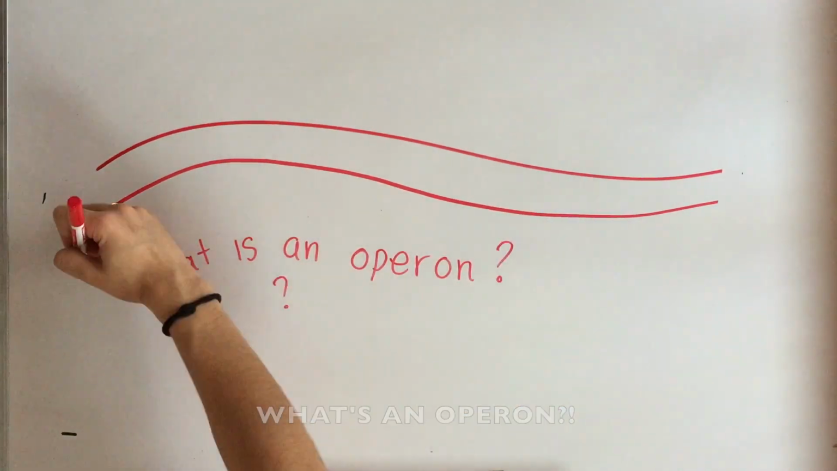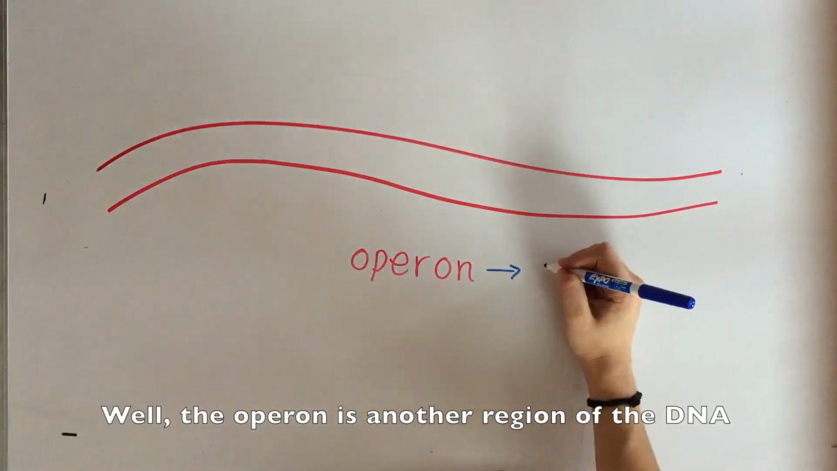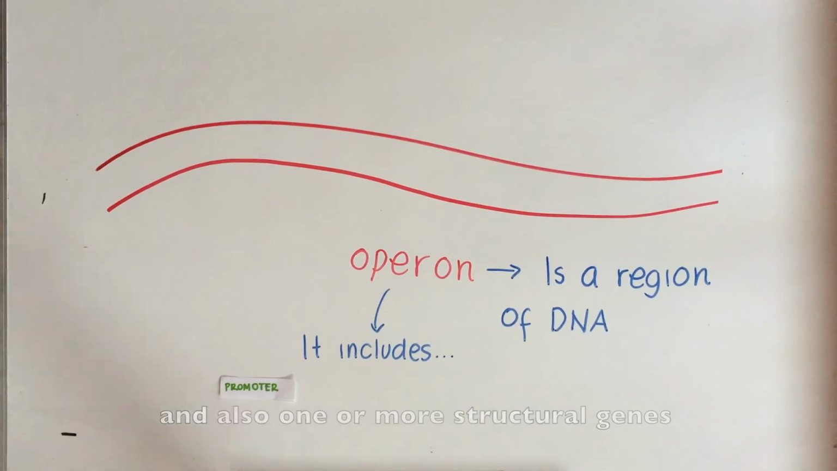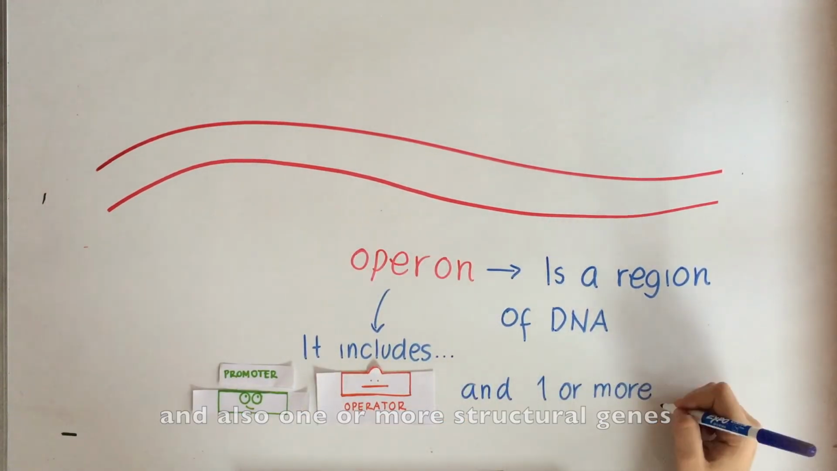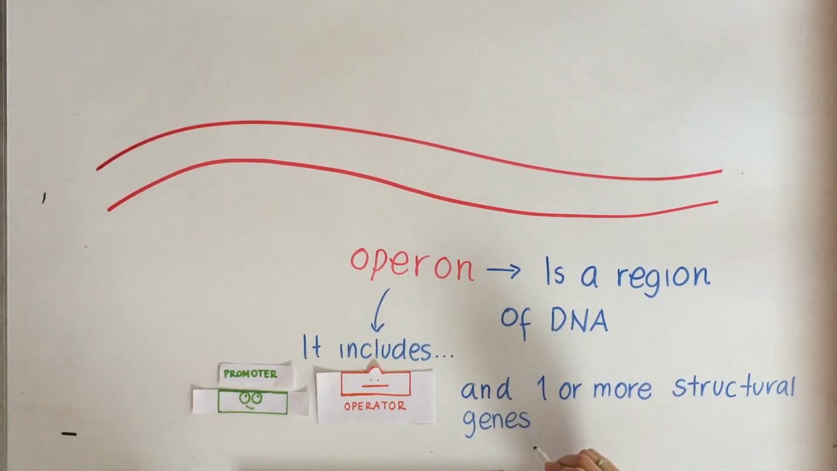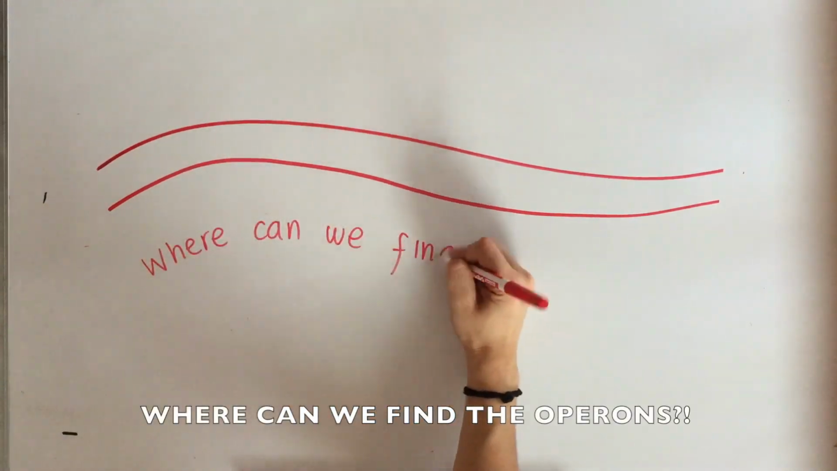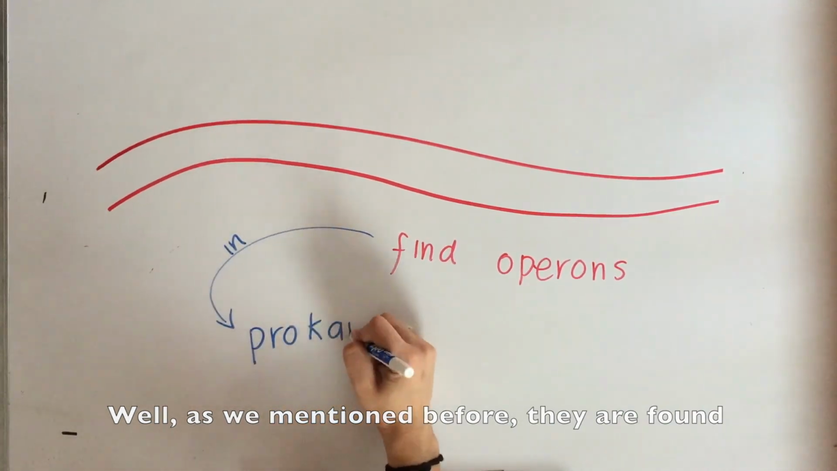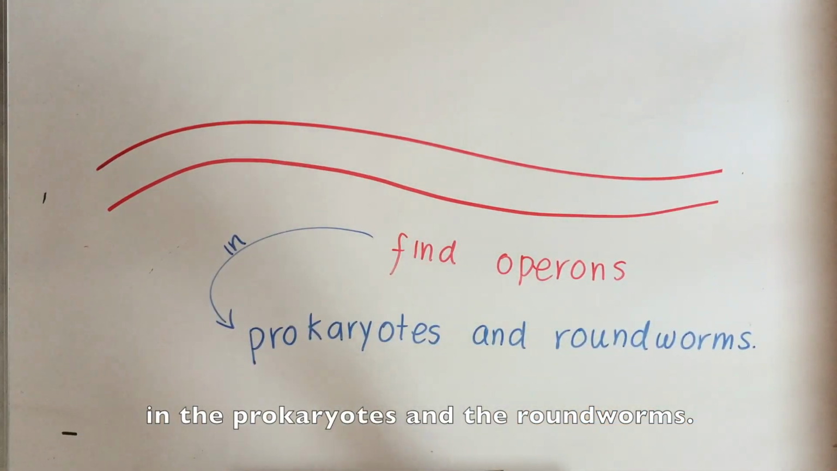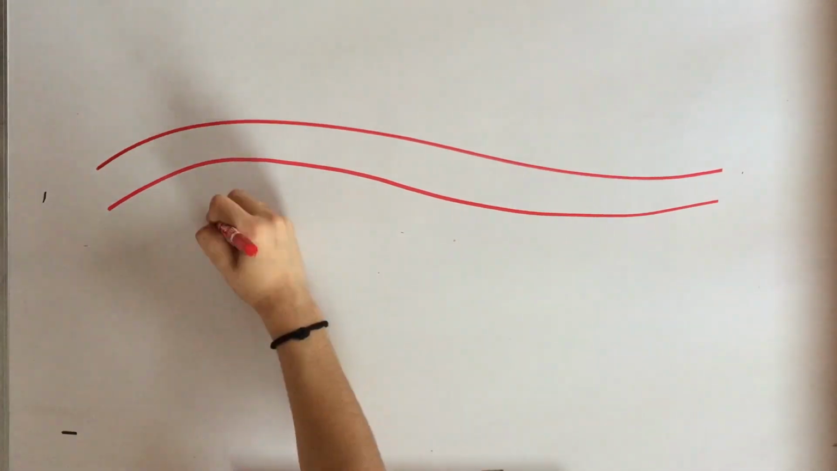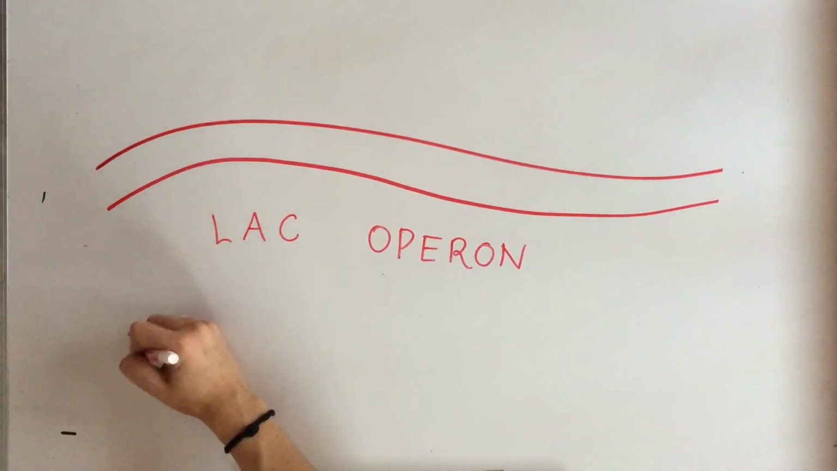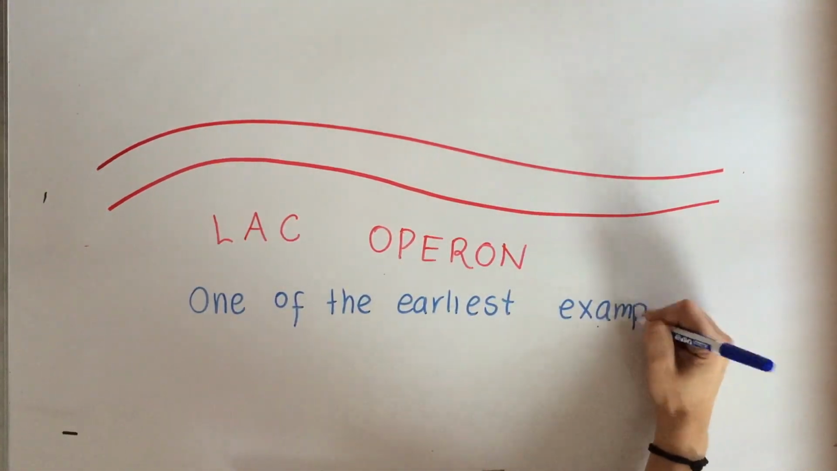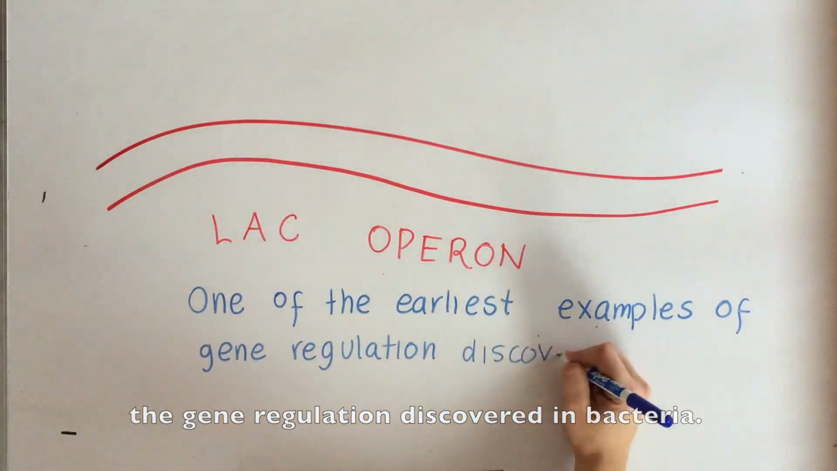What's an operon? Well, the operon is another region of DNA which includes the promoter and the operator. It also includes one or more structural genes. Where do we find the operons? Well, as mentioned before, they are found in the prokaryotes and the roundworms. The lac operon is one of the earliest examples of gene regulation discovered in bacteria.